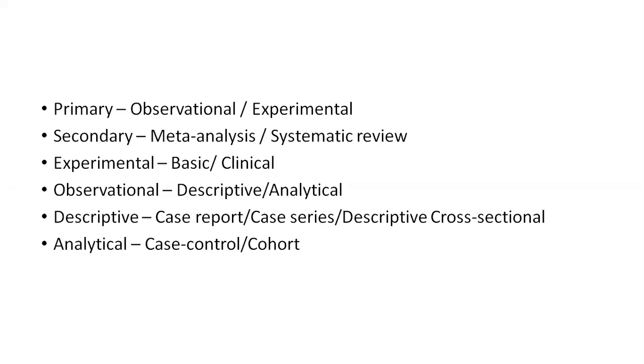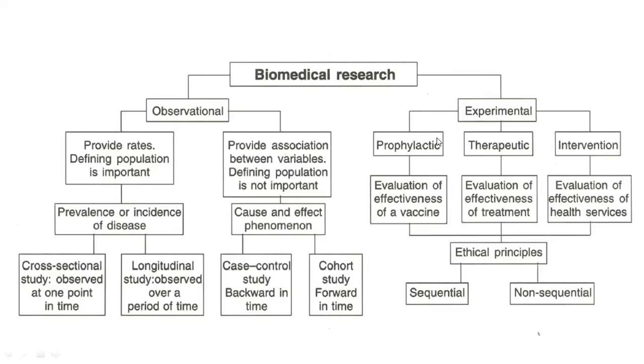Now, in the primary study, the observational study could further be subdivided into descriptive and analytical. Descriptive studies are further divided into case reports, case series, and descriptive cross-sectional studies, and analyticals are case control or cohort, where we have a comparator group. And we have an experimental study where we go for basic, which means animal experiments, and clinical, where human beings are involved. Secondary research involves the meta-analysis and systematic review. So we go through each one by one, with a flowchart just to depict the same.